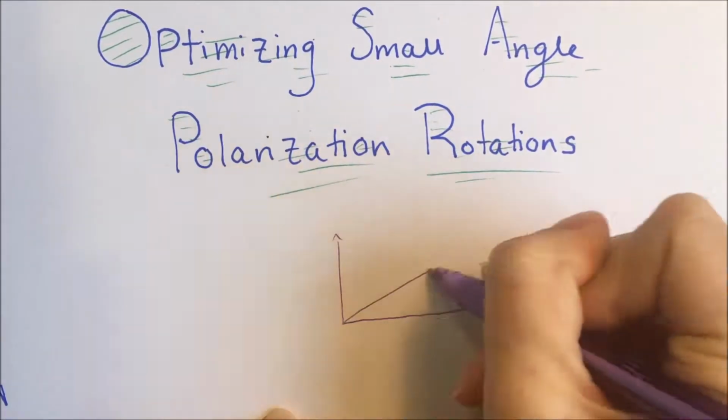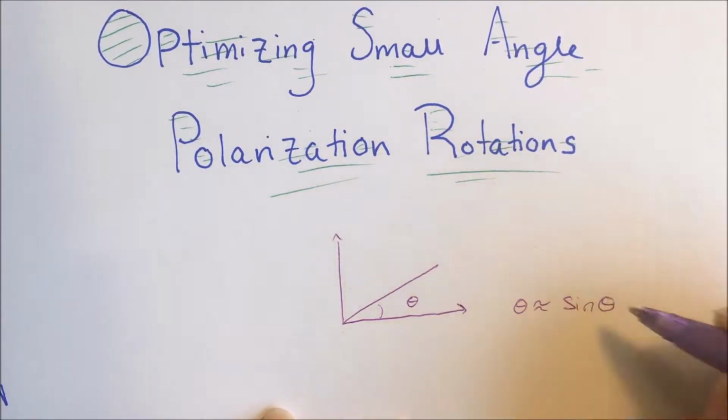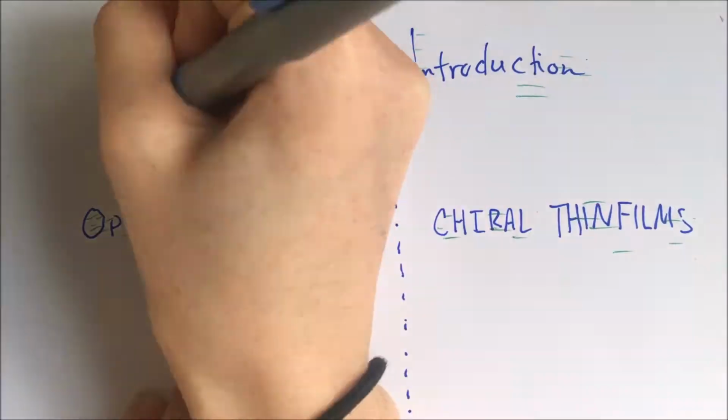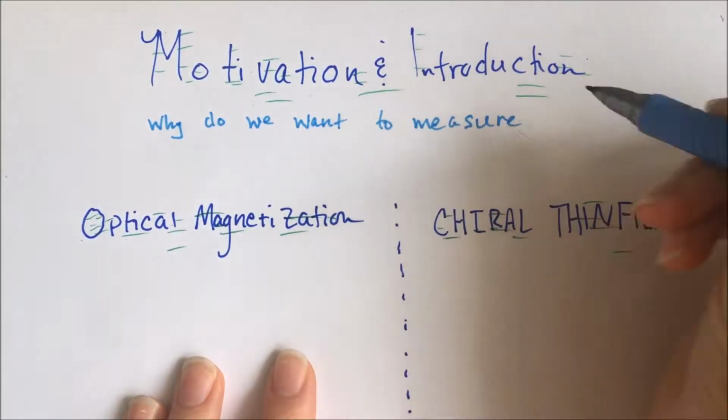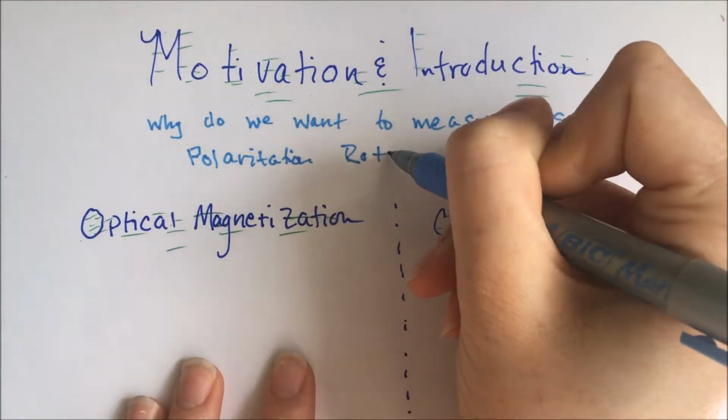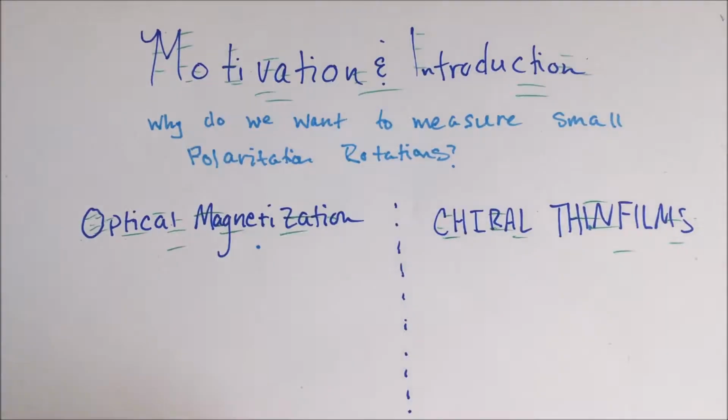My name is Agatha Ulibarri, and I worked on optimizing small angle polarization rotations this summer. Why do we want to measure small angle polarization rotations? Well, we can use it to determine optical magnetization in semiconductors.